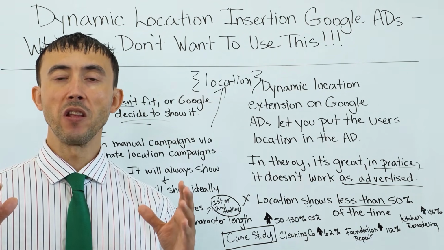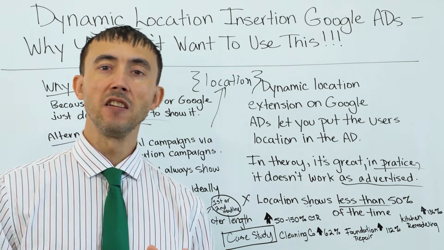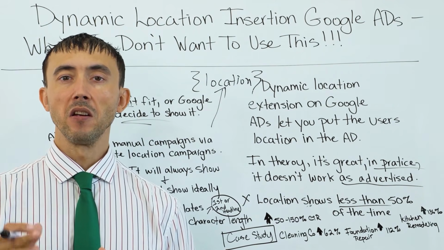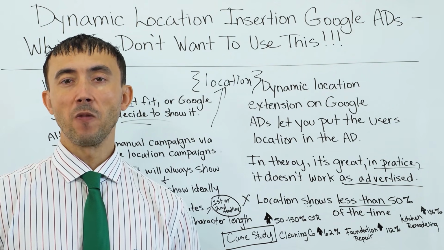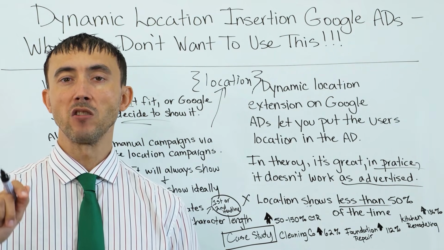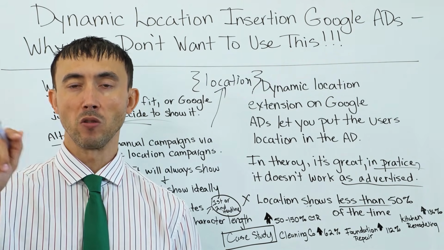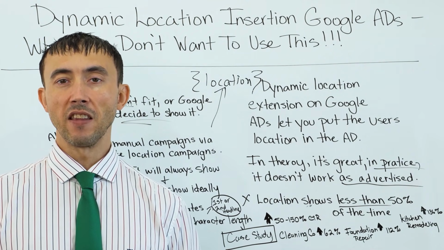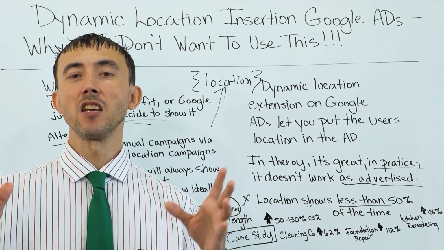Typically, I can tell you putting the location in the first headline is going to get you the highest click-through rate. But if you can't fit it in the first headline because the location's too long, this is just something I've learned over many years running hundreds of these local service campaigns, you put it in the second headline, and that's going to get you the best results.